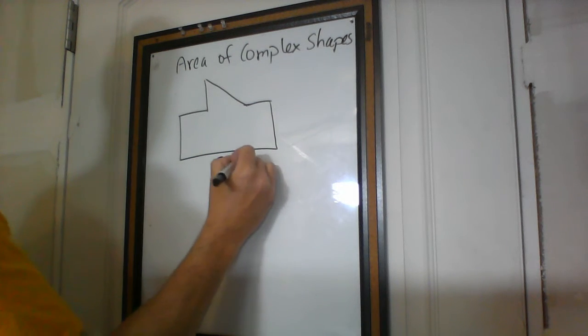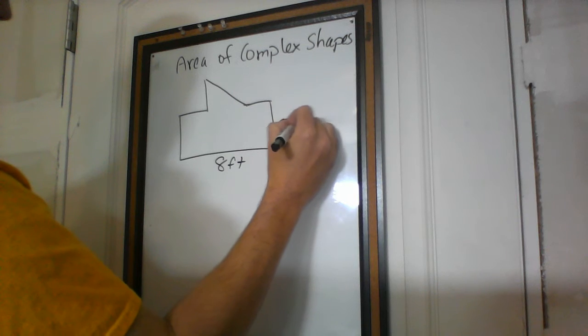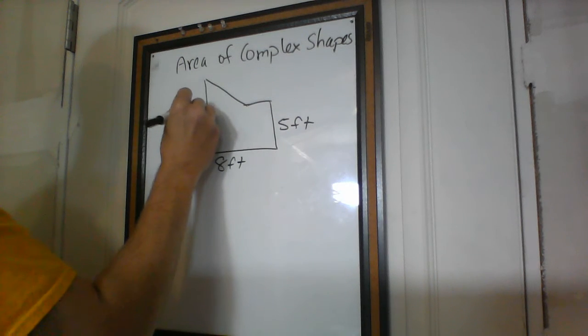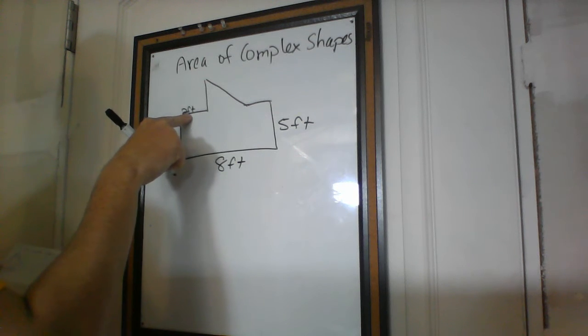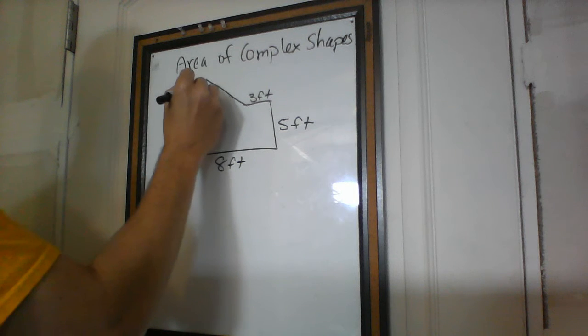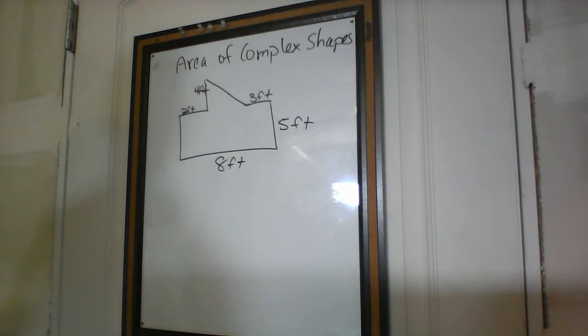We're gonna take 8 feet for this bottom, 5 feet. We're gonna have this side be 2 feet, this side be 3 feet, and then we're gonna take for this part, we're gonna have 4 feet. Okay, pause it so you can get that written down.